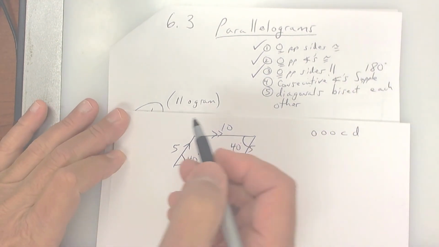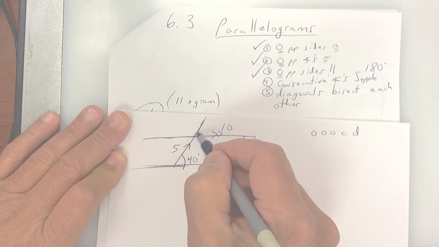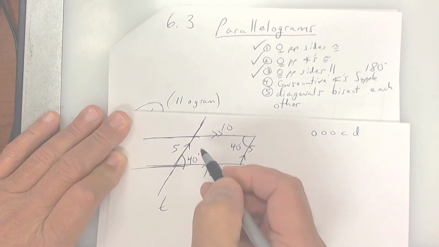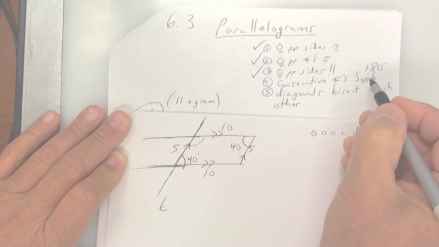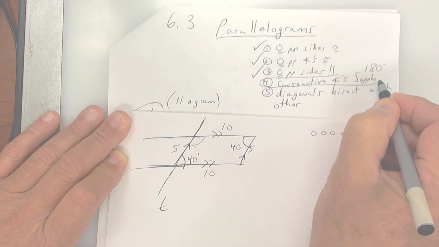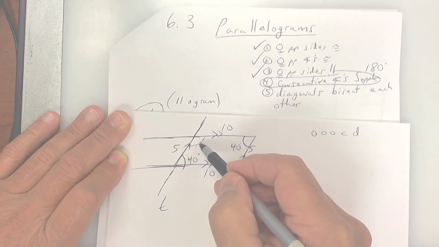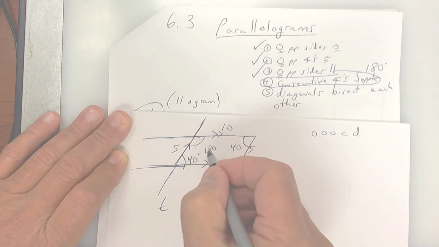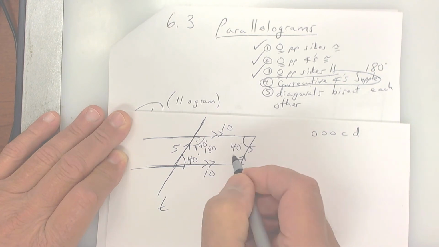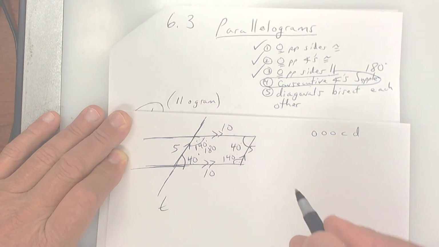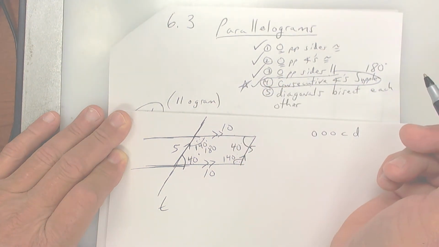Consecutive angles are supplementary. Now watch this one. Since this line is parallel to this line and this is a transversal, these are called same side interior, and they're supplementary. That's what that is. Consecutive. Consecutive's in order. So this one plus this one adds up to 180. So this has to be 140. And this angle is opposite this one, so this one's 140. Consecutive angles are supplementary. That's a good one. Put a star by that.